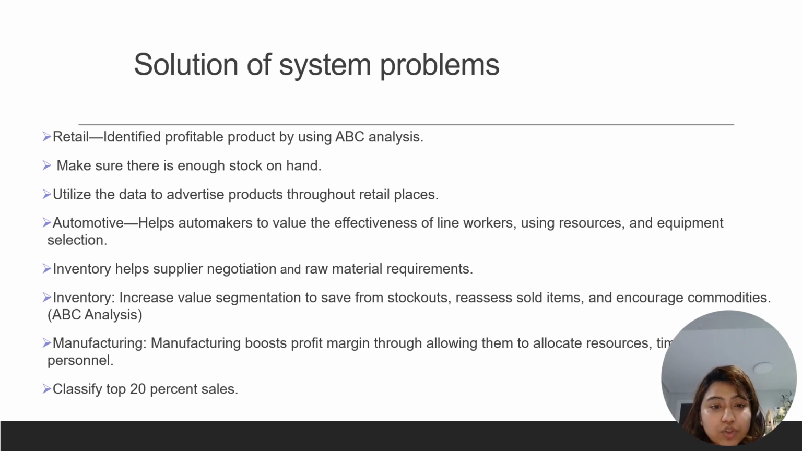So what is automotive? It helps the automaker to value the effectiveness of the line workers through using the resources and equipment selections. Inventory control helps with supplier negotiation and raw material equipment, and the ABC approach helps the automaker evaluate the effectiveness of the line workers. The third one is inventory. In inventory, the warehouse inventory control can effectively manage the higher inventory by using ABC analysis and segmentation to avoid stock-outs, resold items, and ultimately it encourages commodities sunsetting as well. Lastly, manufacturing. The manufacturer classifies the top 20 of the items by sales. ABC analysis helps the manufacturer boost their profit margin by allowing them to allocate resources, time, and personnel in the most effective ways.